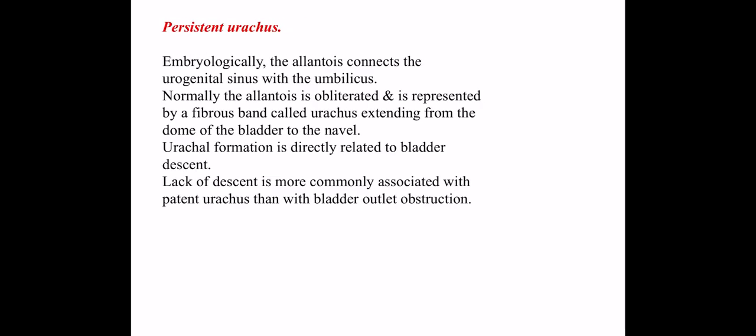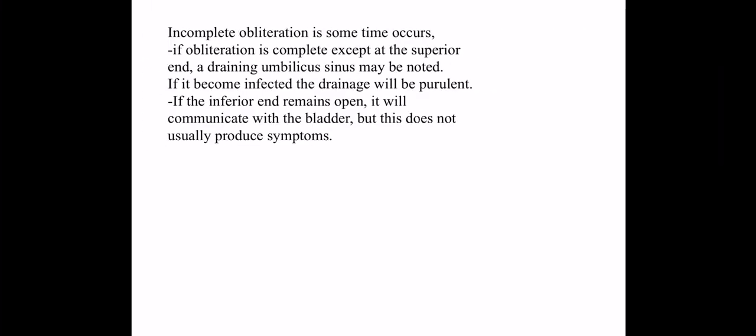The other congenital anomaly is persistent urachus. You know from embryology that the allantois connects the urogenital sinus to the umbilicus. Normally, the allantois is obliterated and is represented by a fibrous band called the urachus. The urachus extends from the dome of the urinary bladder to the umbilicus or the navel. Urachal formation is directly related to bladder descent, and lack of descent is more commonly associated with patent urachus than with bladder outlet obstruction.